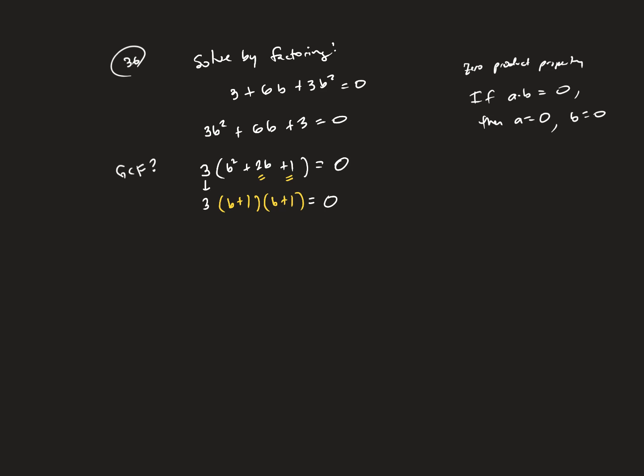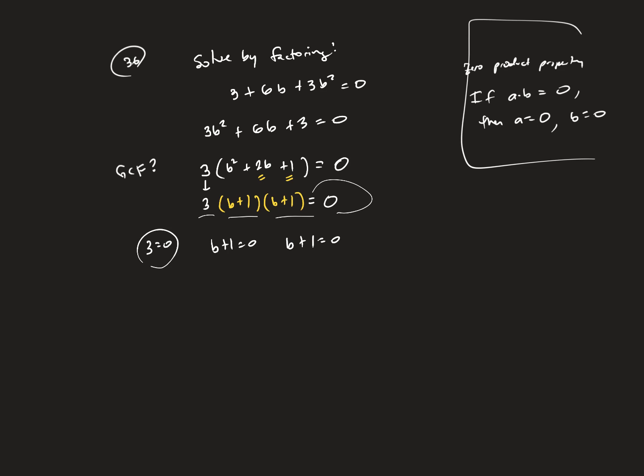Now we're ready, because we have things that are multiplied by each other and they equal 0, to use the zero product property. What that means is we can set each of those things that are being multiplied equal to 0. So 3 could equal 0, b plus 1 could equal 0, or b plus 1 could equal 0. This first thing, 3 equals 0, is clearly never true. So that's not going to give us any answers, because there are no answers for which that works. b plus 1 can equal 0 when b is negative 1. Same thing for this one.